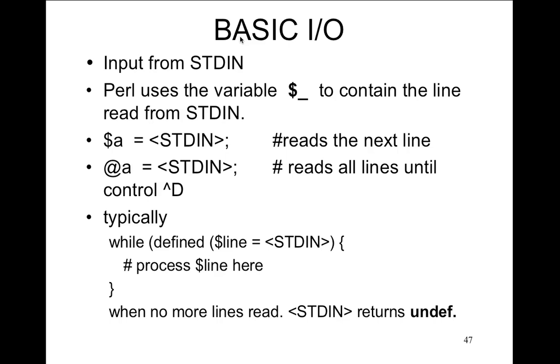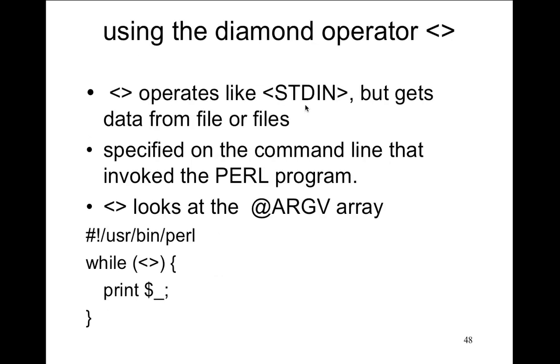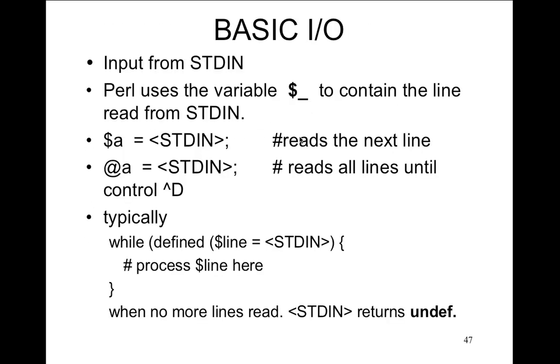Okay, basic I/O. Input from the standard input. Perl uses the $ sign to contain the line read in from the standard input. As we saw in previous examples, this is the explanation for it. We have the scalar $a equal to standard input, which reads in the next line, and then @a reads in the lines until Control D is entered, because we're using the @ symbol that says we're going to have more than one item. This says one item, this says more than one item because it's an array.